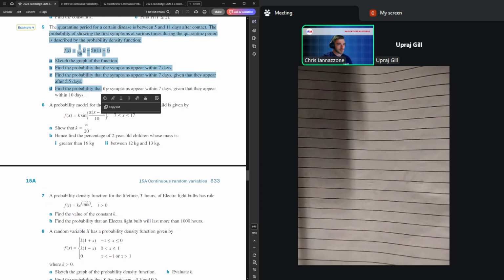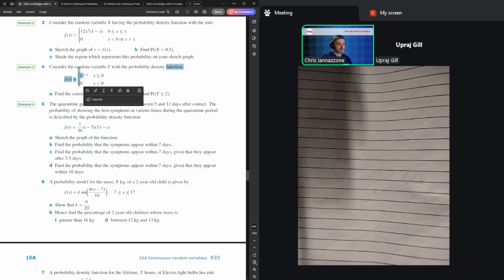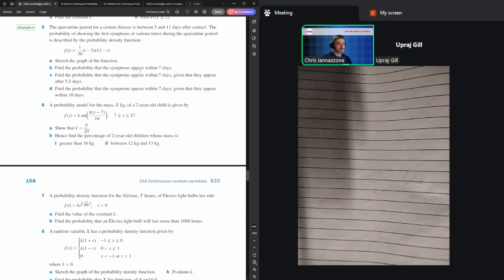And then question 5 is less straightforward. They haven't just given you basic information in the way that you expect. It's now got a bit of a background to it for you to try and interpret and then calculate off of that.